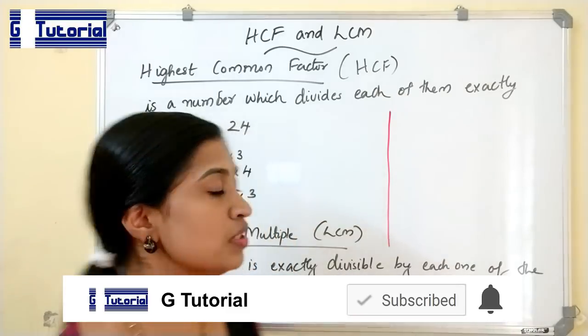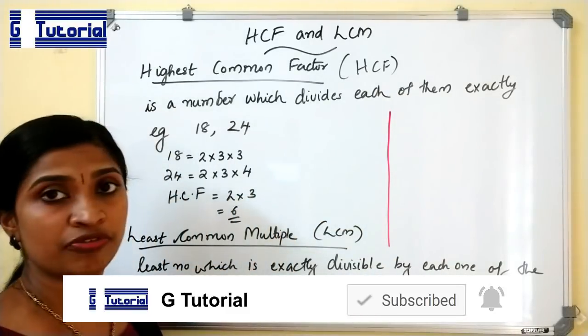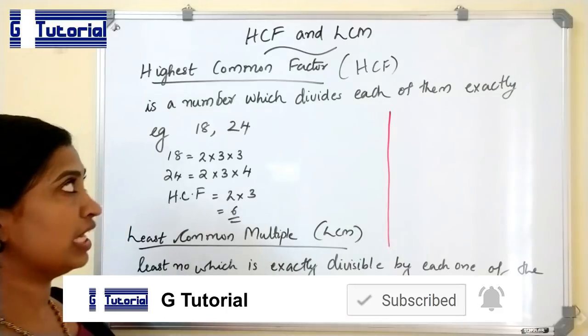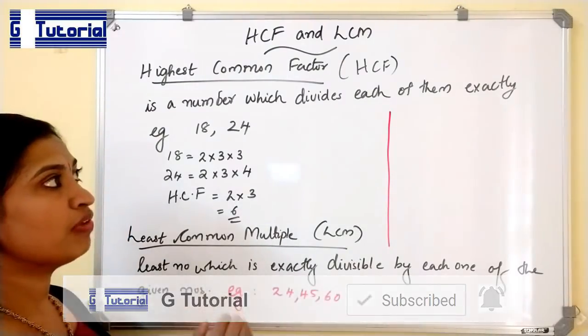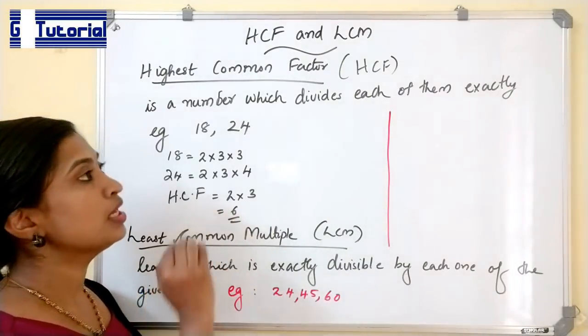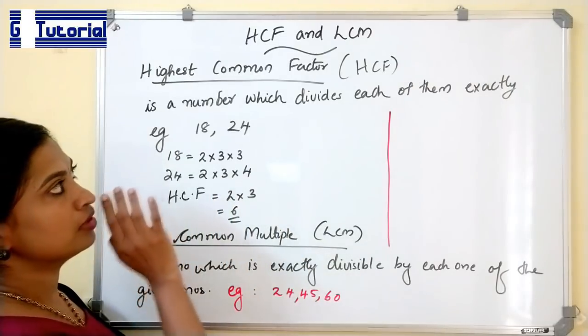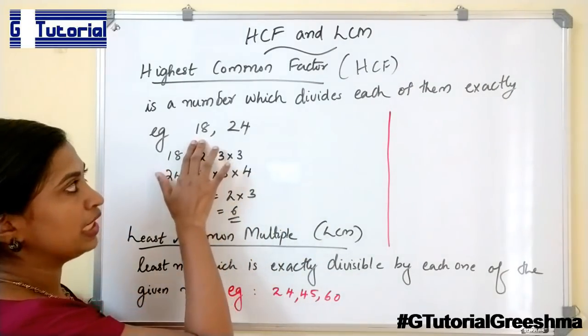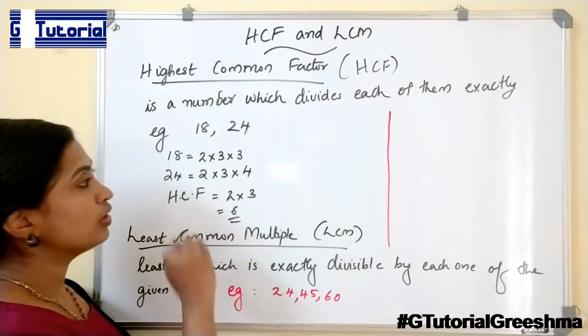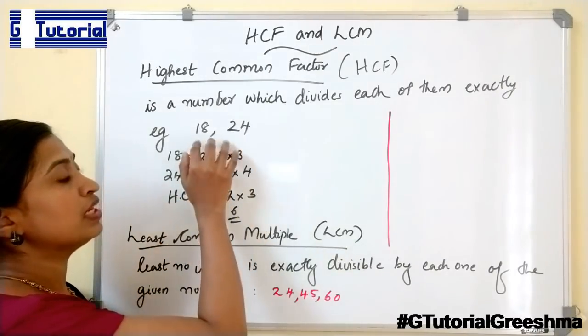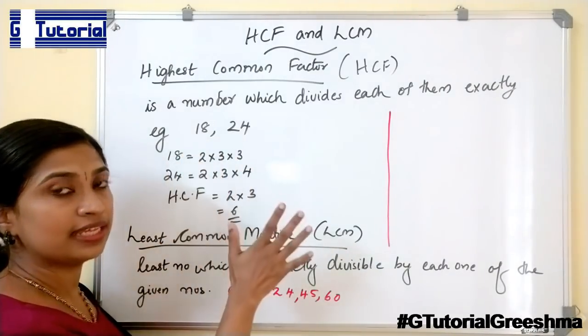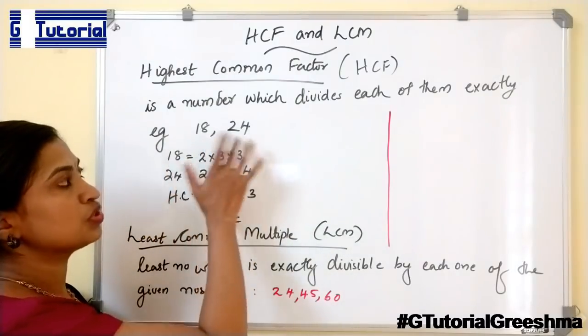Now let us get to our portions. First, let us see what is HCF. HCF is highest common factor. It's a number which divides each of the given numbers exactly. That is, if you are asked to find the HCF of 18 and 24, the greatest number which divides these two numbers exactly, what is the HCF of these two numbers?